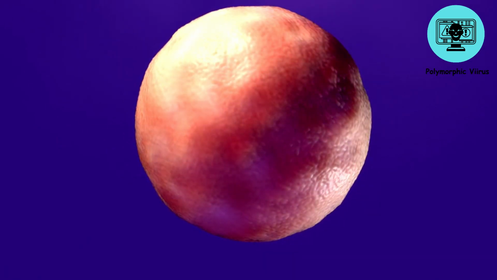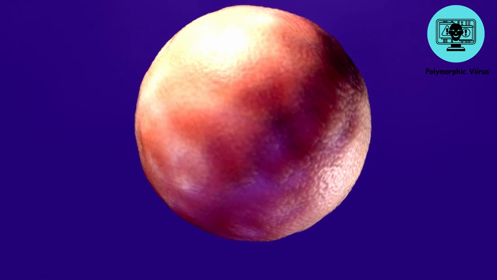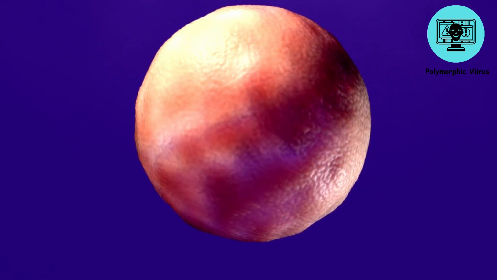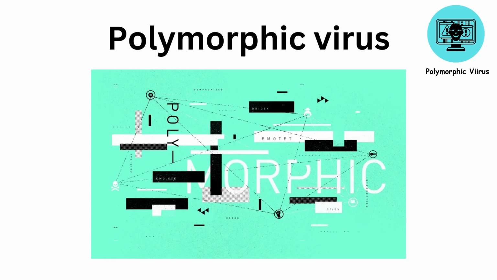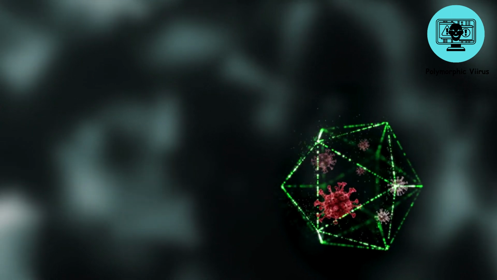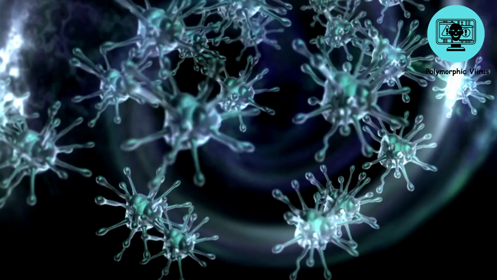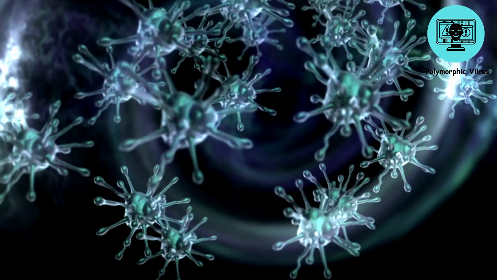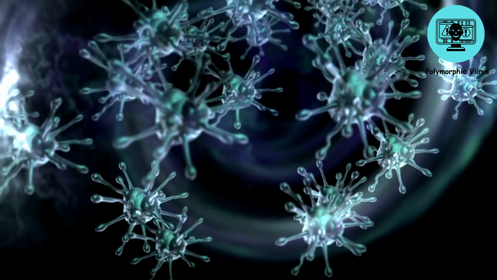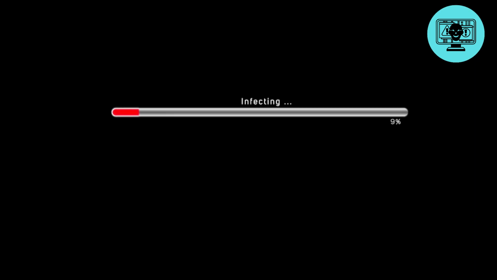Polymorphic virus. This virus is the digital equivalent of an elusive shapeshifter. As the name suggests, these viruses can change or morph their code each time they replicate. This constant change in their digital DNA makes it incredibly difficult for antivirus software to detect and eliminate them. The primary danger of polymorphic viruses lies in their stealth. Their chameleon-like ability allows them to slip past defenses and infect systems undetected. Once inside, they can replicate and spread, causing extensive damage before they're even noticed.